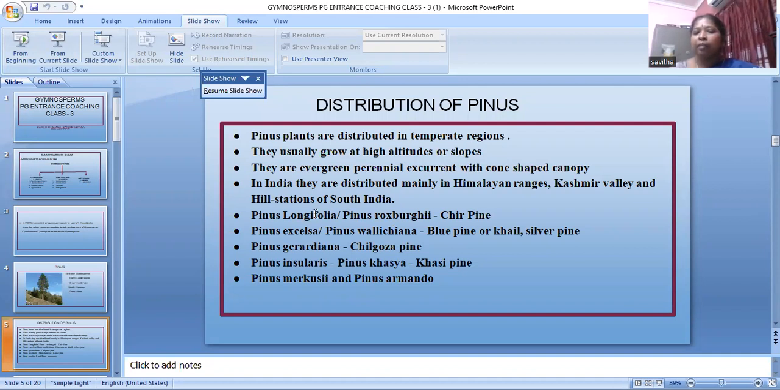In India, we see 6 species of Pinus: Pinus longifolia or Pinus roxburghii, also called chir pine; Pinus excelsa, also called Pinus wallichiana, blue pine, kail, or silver pine; Pinus gerardiana, also called chilgoza pine; Pinus insularis, also called Pinus khasya or khasi pine; and Pinus merkusii and Pinus armandii. This is about the distribution of Pinus.